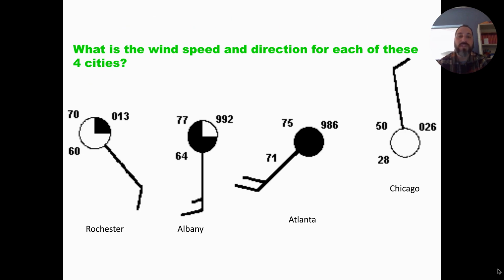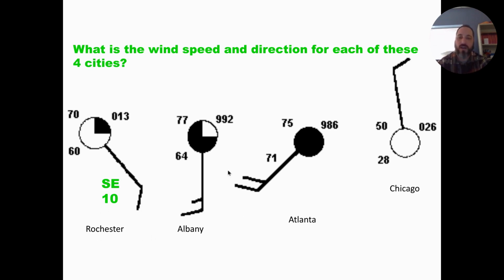So what is the wind speed and direction for each of these? That's where I'm looking at this prong and these feathers coming off of it. So Rochester, if I think of north as being up, south as being down, west as left, and east as right, it looks like I've got this in the southeast. It's coming from the southeast. And I have one long feather on it, so that looks like my wind speed is going to be 10 knots. Let's see, southeast and 10 knots.